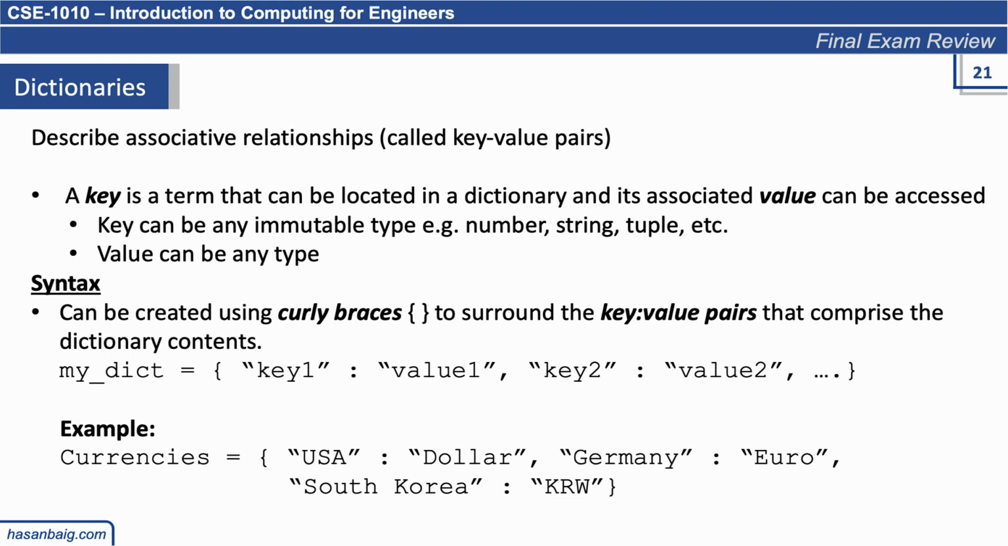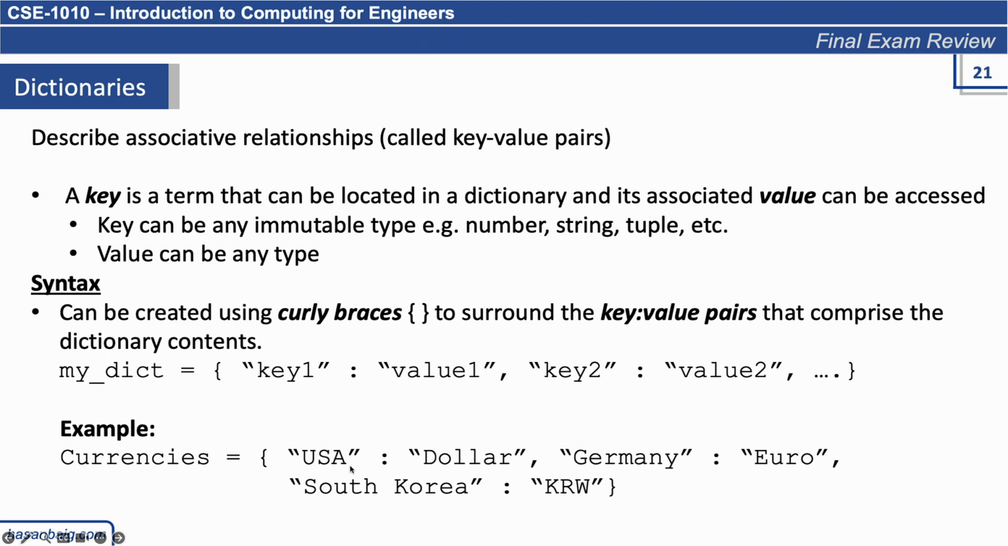The difference from the set data structure is that in a set you have comma separated single values. If you see curly braces and you have comma separated values, but each value has a colon in between, a key and its associated value pair, that indicates that it's a dictionary. Just like this one here, key 1, value 1, key 2, value 2, and so on. Here we have a key USA, dollar, Germany, euro, and South Korea, Korean won.